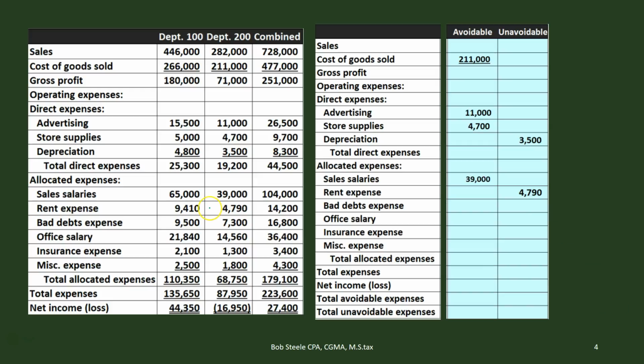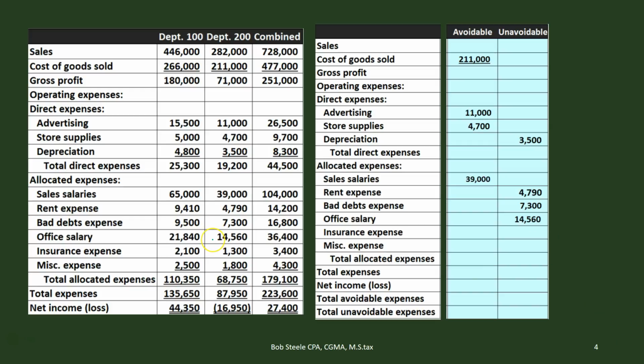We've got the rent expense. We're going to say that that is not eliminatable. We can't eliminate that. It's unavoidable. So we're going to keep the rent expense. That's something that is allocated, not something that will be going away if the department goes away. Bad debt expense, another one that we're going to say doesn't go away. We're going to have bad debt expense still there, even if we remove the department.